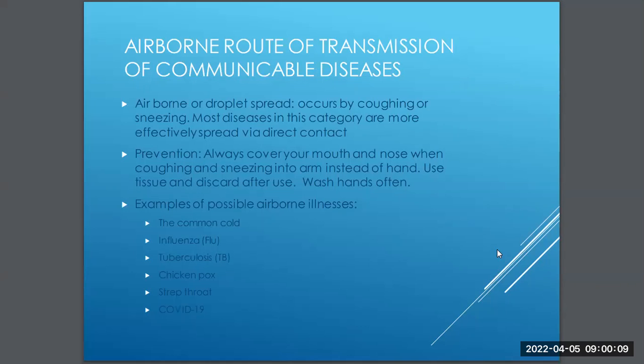Airborne route of transmission of communicable disease. Airborne or droplet spread occurs by coughing or sneezing. Most diseases in this category are more effectively spread via direct contact. Prevention: always cover your mouth and nose when coughing and sneezing, into your arm instead of your hand. Use a tissue and discard it after use. Wash hands often.